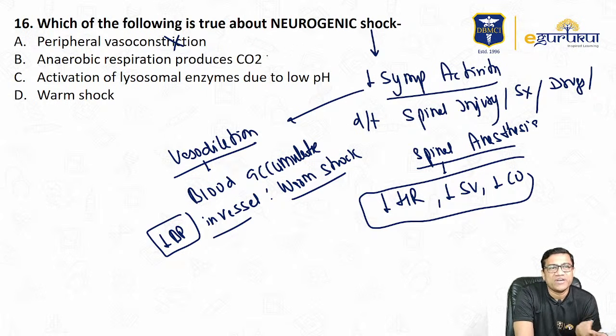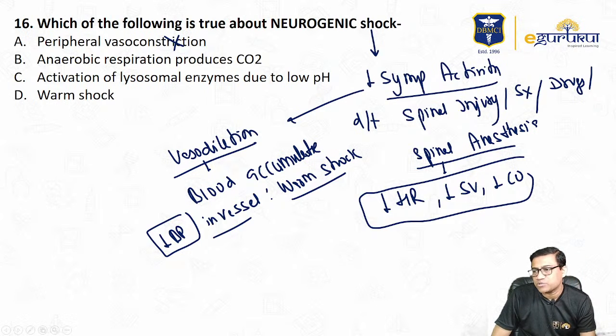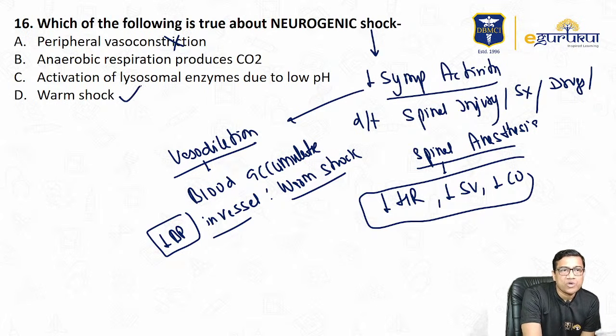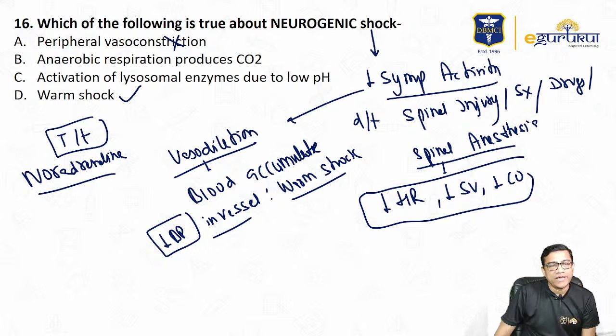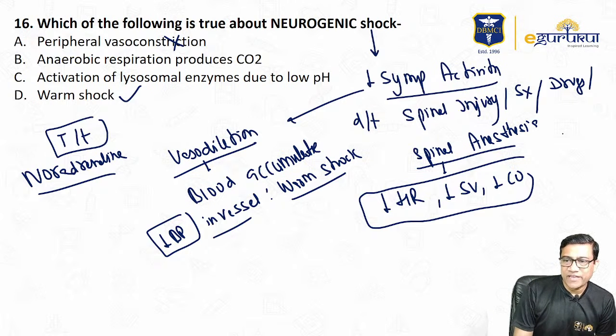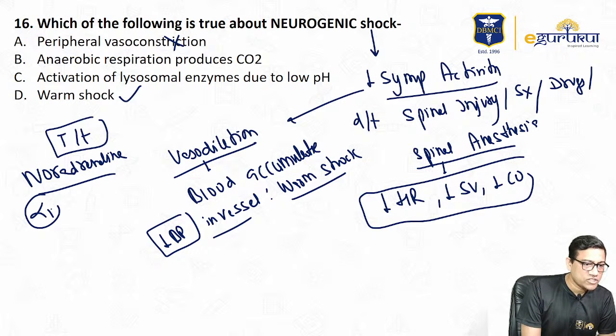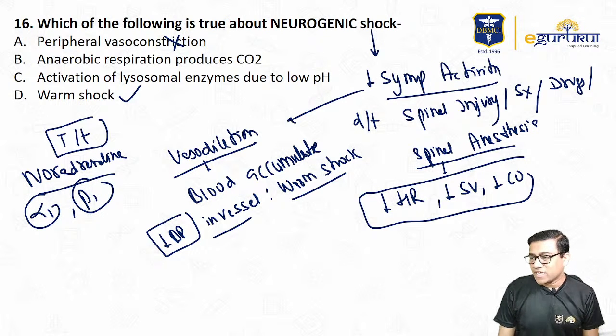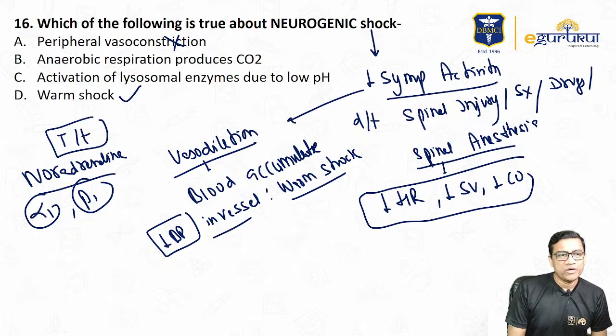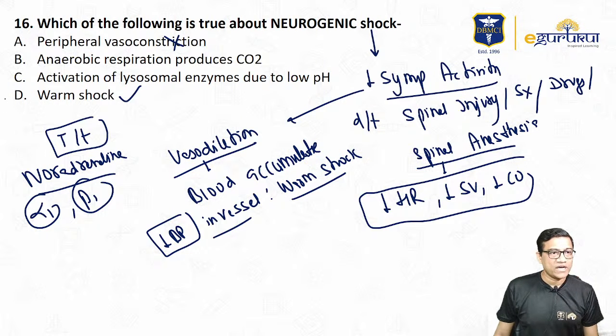I don't think it's that kind of option. Activating lysosomal enzymes due to low pH, yes, low pH can trigger enzymes, but it cannot be one of the reasons in neurogenic shock. So warm shock looks the best answer, and treatment will give vasoconstrictors like noradrenaline, which cause vasoconstriction and also stimulate beta 1. So alpha 1 causes vasoconstriction and beta 1 will cause cardiac stimulatory actions. Okay. So yes, this is bradycardia with hypotension or warm shock. I don't know, so I'll go with option D, which looks the best or right.